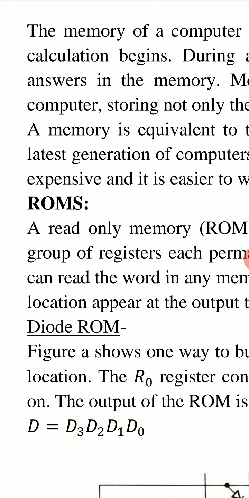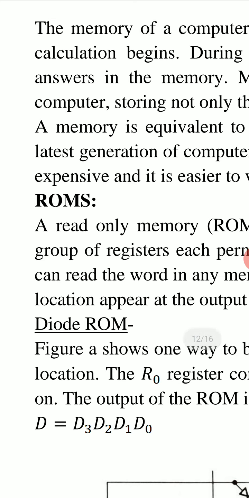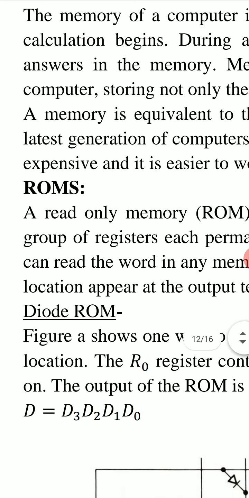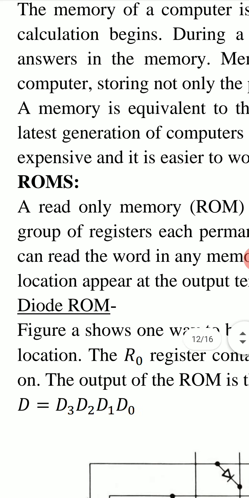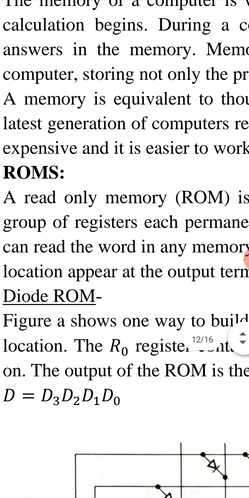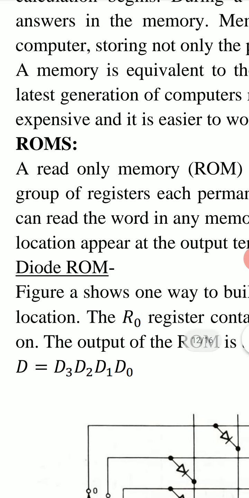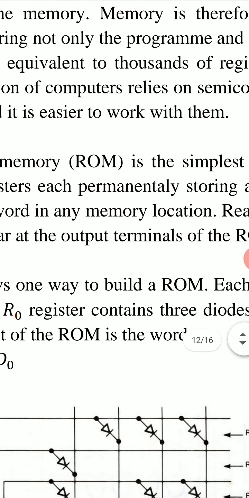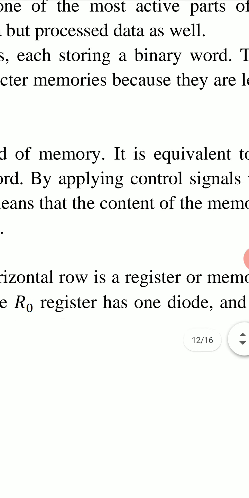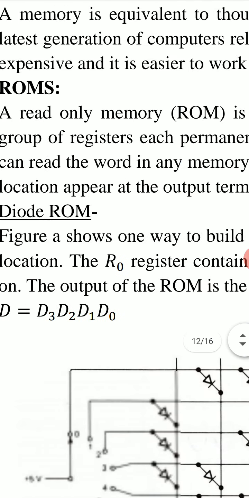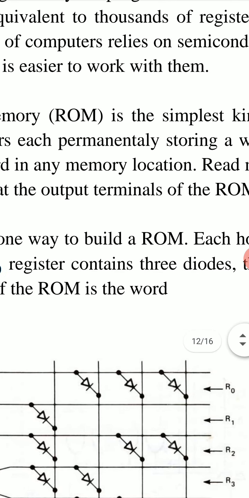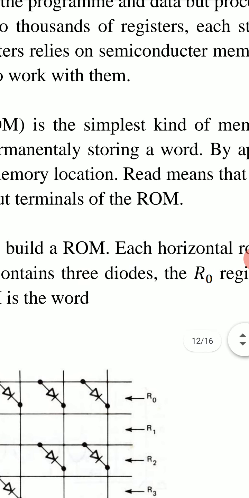So one of the memories is ROM. A read-only memory, ROM. ROM is short form of read-only memory. A read-only memory is the simplest kind of memory. It is equivalent to a group of registers, each permanently storing a word.